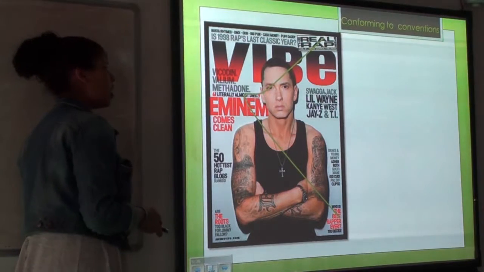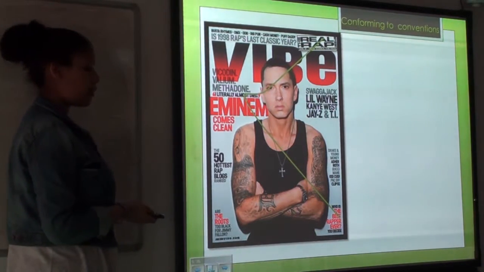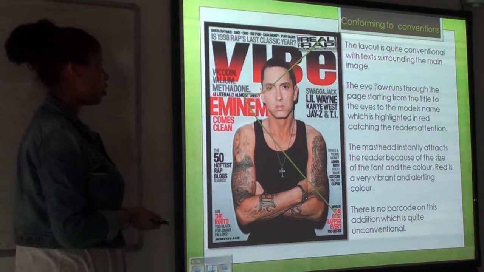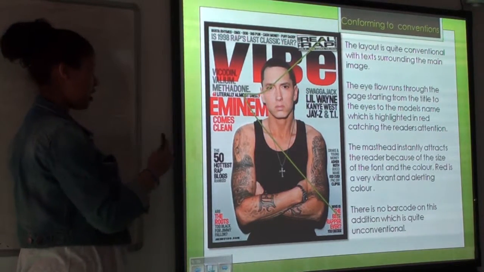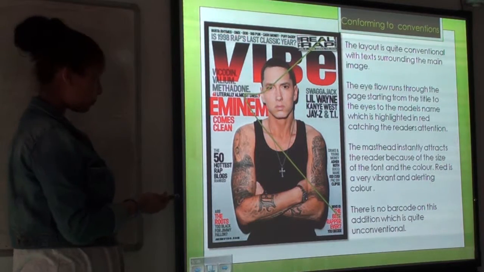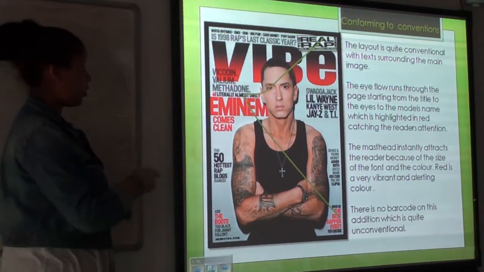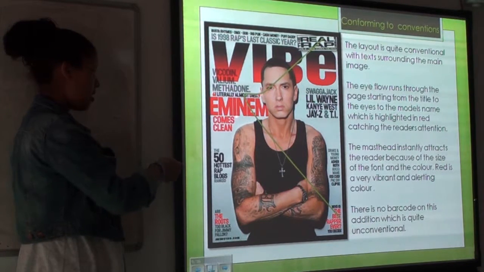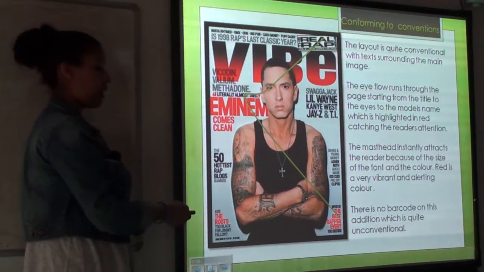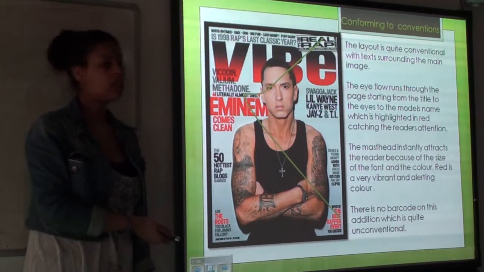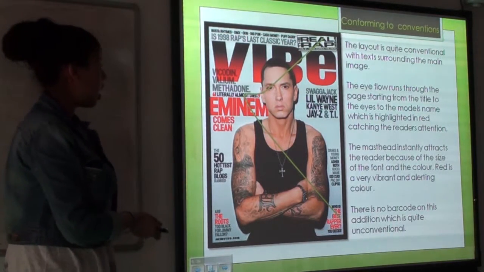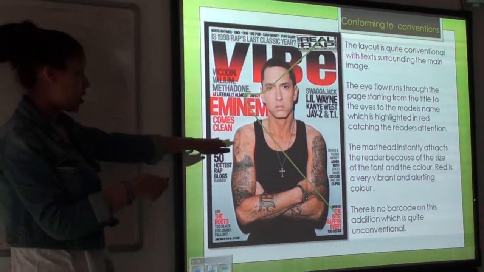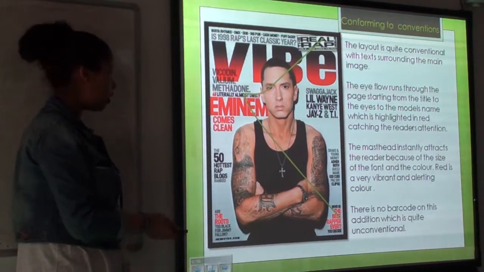Here is a Vibe magazine front cover, which is also really quite conventional, as it has the main image and text surrounding the model. The eye flow starts at the top with the slug and down to the model's eyes, to the text around the model's eyes, and then back to the other corner of the page, which attracts readers to all the text around so they know where to go back to.